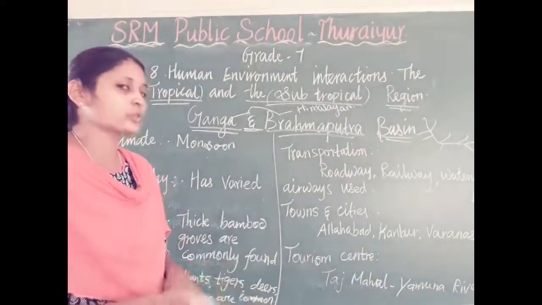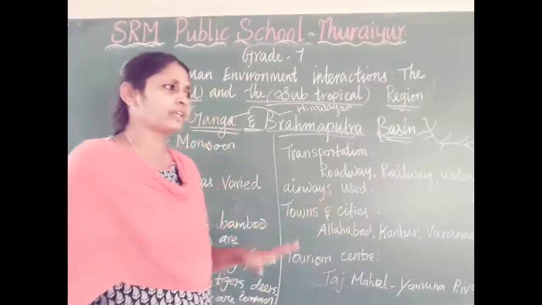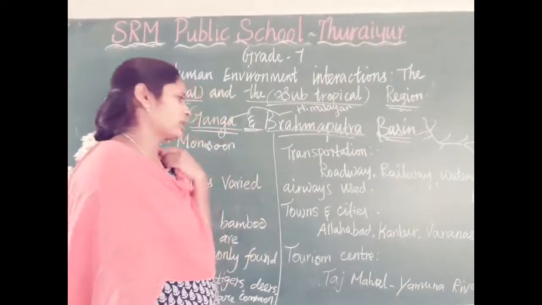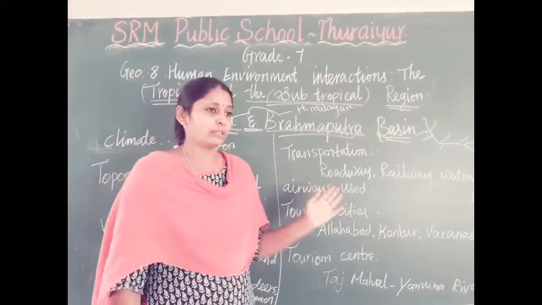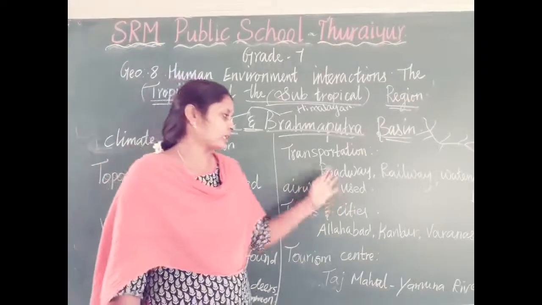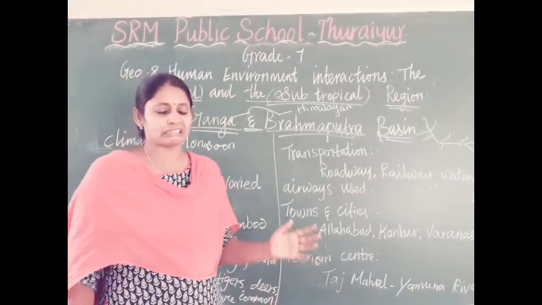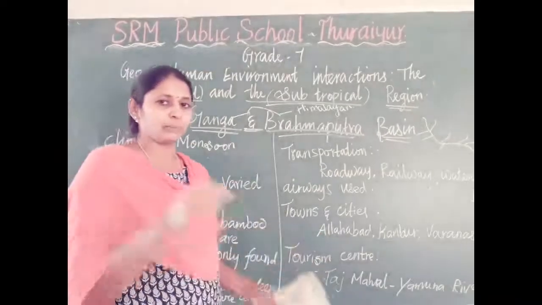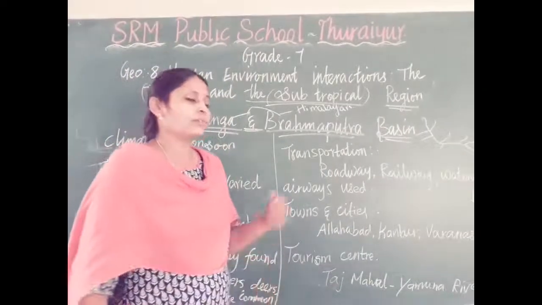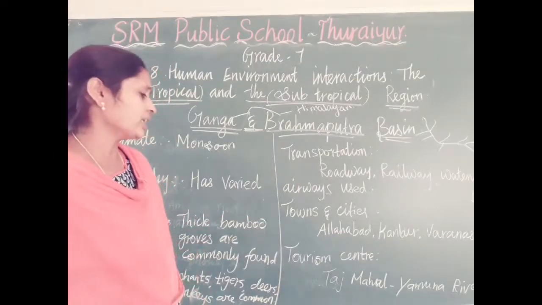So what are the transport used by the people of the Ganga Brahmaputra basin? All four varieties of transport are used: railway, roadway, waterway, airway. Many cities are located and many famous airports are located in this basin alone. In railway, in North India, Bihar and Uttar Pradesh, the trains are very congested. Many people are clinging to the doors and sitting on the roof also. So all four kinds of transport are very famous in that basin.